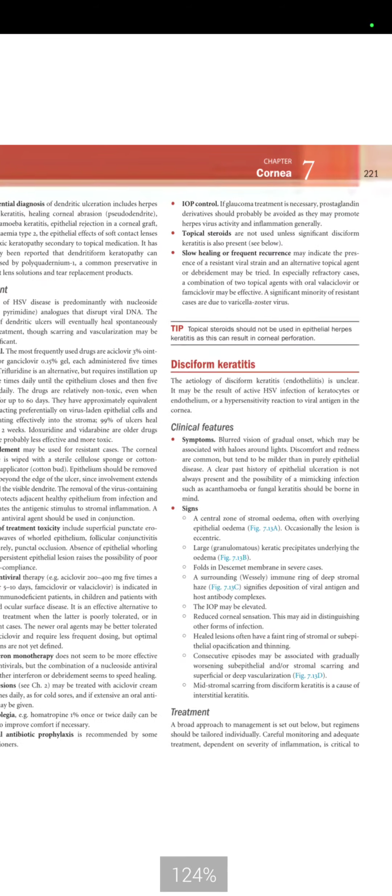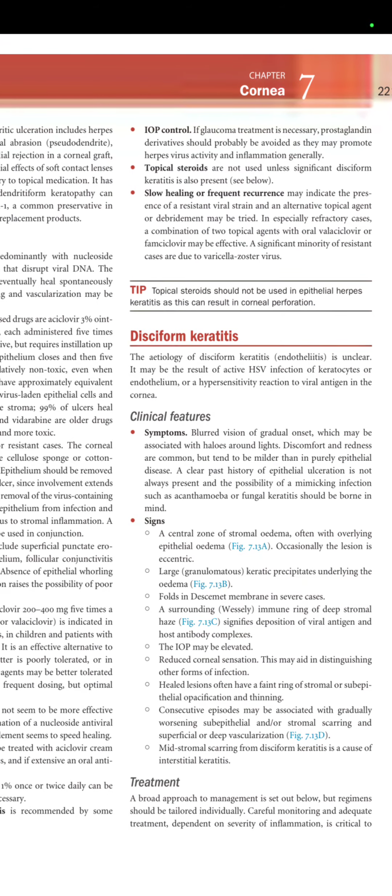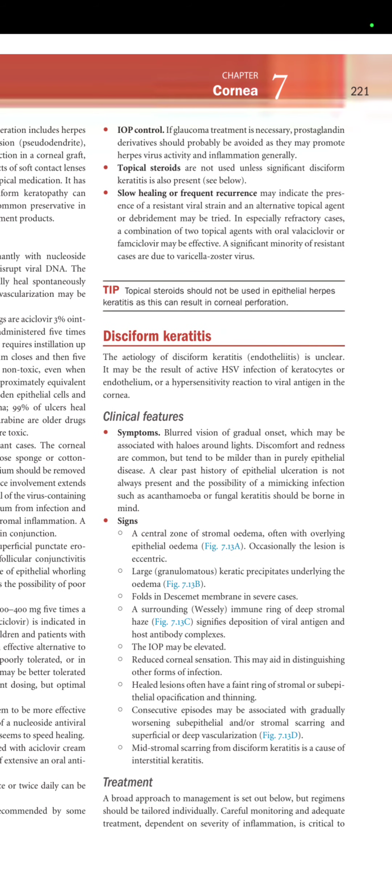So today we are going to start cornea part 8, and for that we are going to start with the disciform keratitis. We were discussing herpes simplex keratitis and how the different layers of the cornea are affected. Now we are going to discuss disciform keratitis.